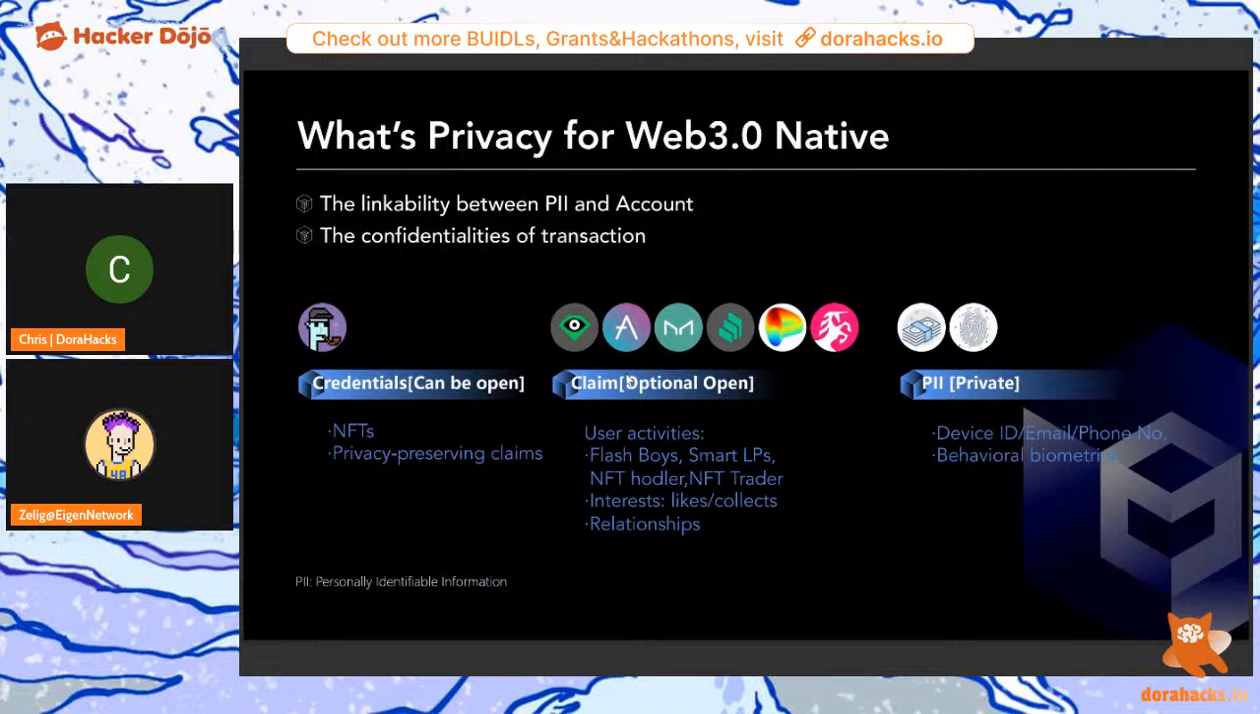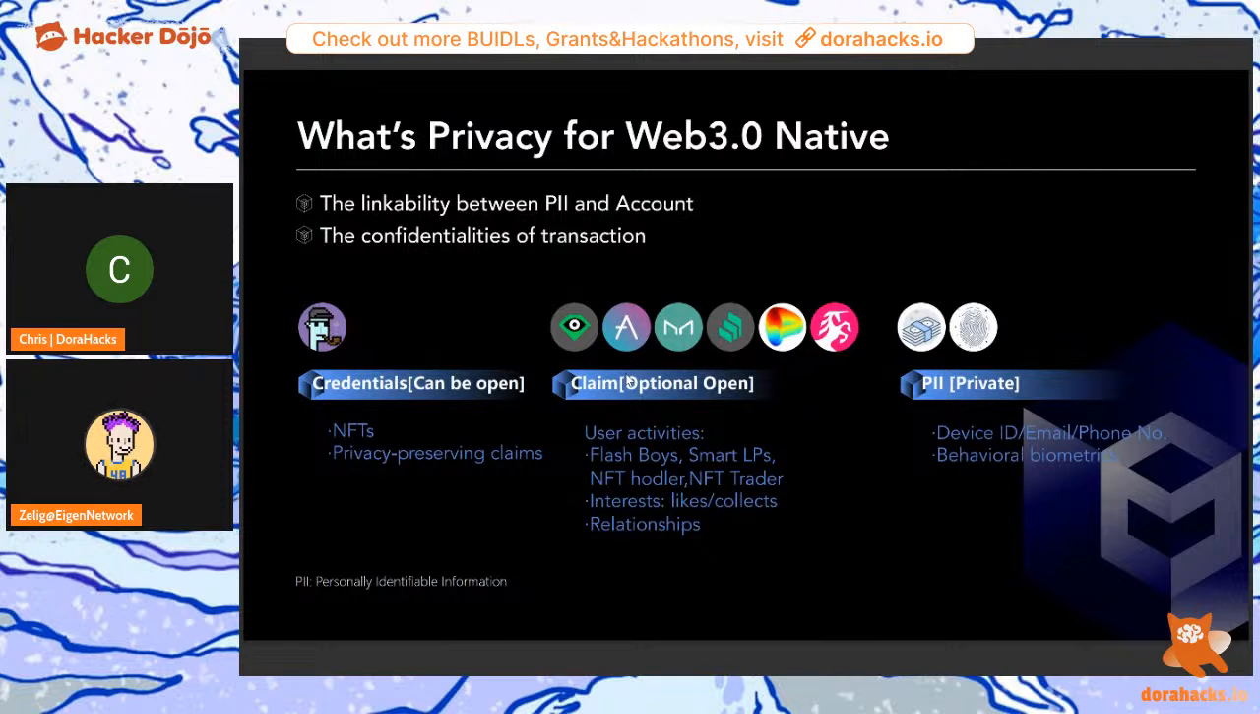We all know that blockchain is a pseudo-anonymous platform. The open and transparent nature of the blockchain allows anyone to view the user's transaction transfer records and on-chain activity records. Sensitive information of the user may be easily obtained, and the user is faced with the dilemma of running naked in the Web3 world. So when we talk about privacy of Web3, we are basically talking about the linkability between personally identifiable information and account, and the confidentiality of transactions.